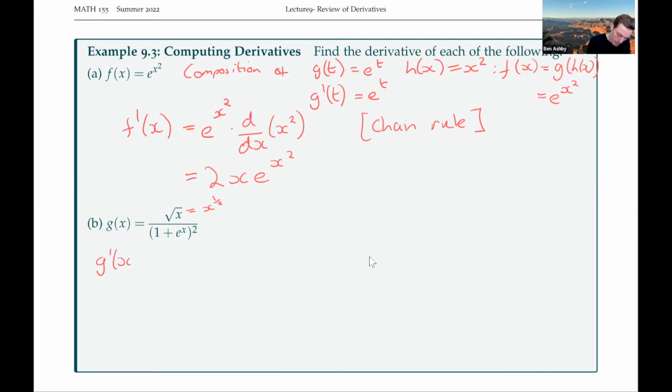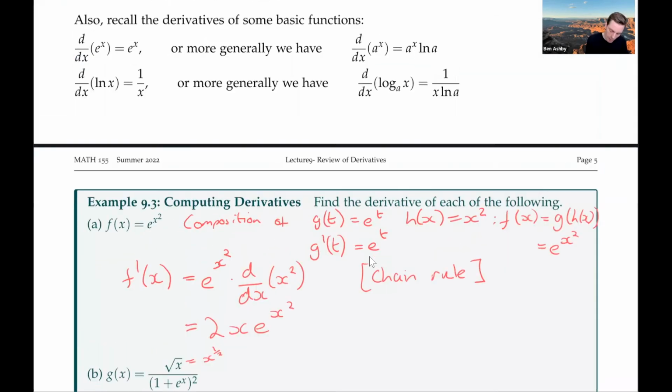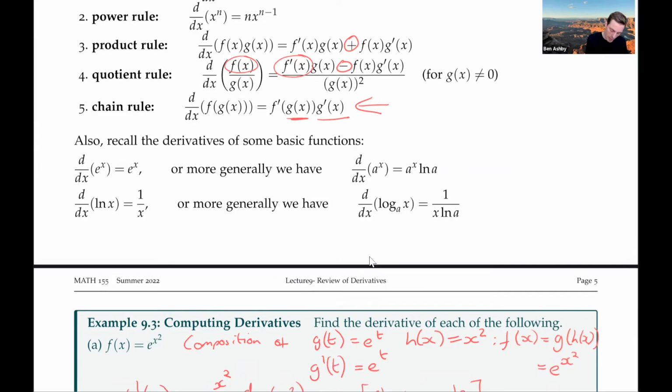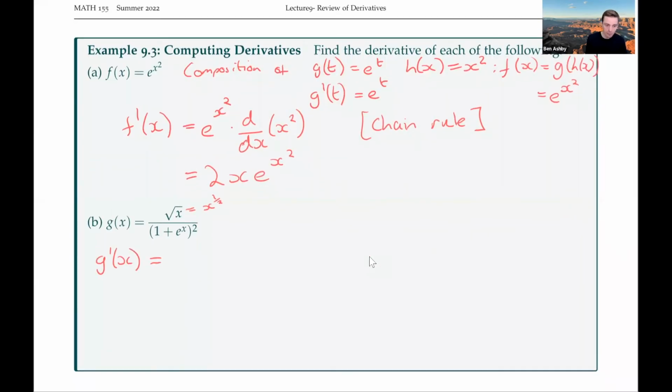So g prime of x, first of all, we're going to want to use the quotient rule. So this means, if we go back up here, what did the quotient rule say? Well, we take whatever was on the top, our f of x, and we take the derivative of that and multiply it by what we had in the denominator. And then we subtract whatever we had in the numerator and multiply that by the derivative of what we had on the denominator. So let's do that first.